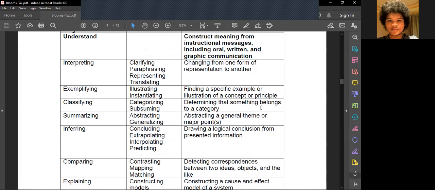Now, in interpreting, changing from one form of representation to another, such as paraphrasing a particular statement according to the learner's understanding, or translating a particular line of a movie in which they would write it into an essay. Okay. Next, we have the most common example of them all, the exemplifying, such as finding a specific example for illustrating of a concept or principle.